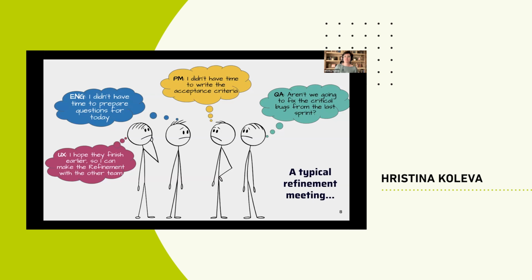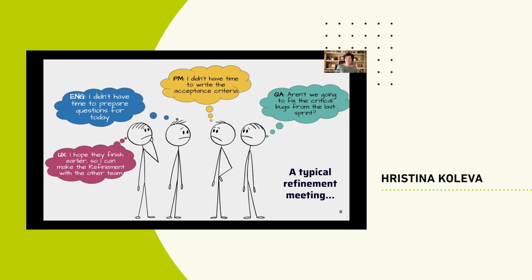Then, if we're lucky, there's a UX person, and the UX person is usually the one that's most prepared for a refinement meeting. However, nobody asks them because the rest of the team is not prepared. And the UX person is usually working with 2 or 3 teams. So they just wait for 15 minutes and silently sneak out of the meeting to attend the other team's refinement meeting, because all of them are at the same time.